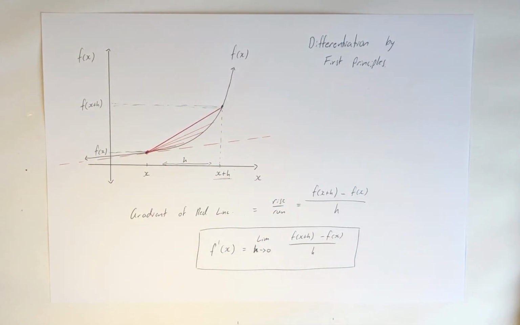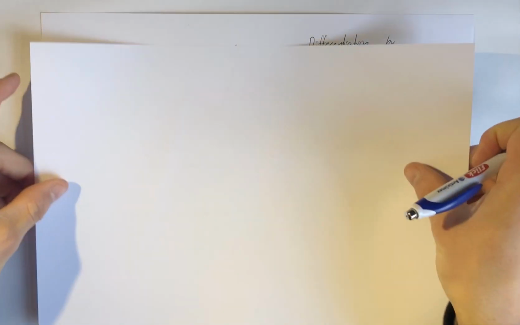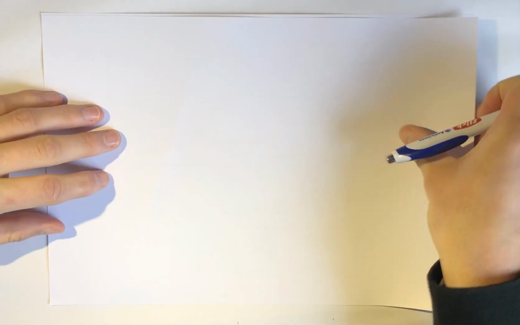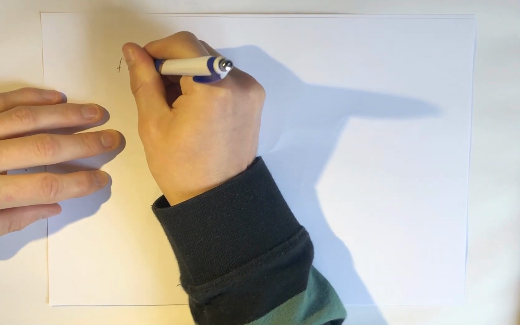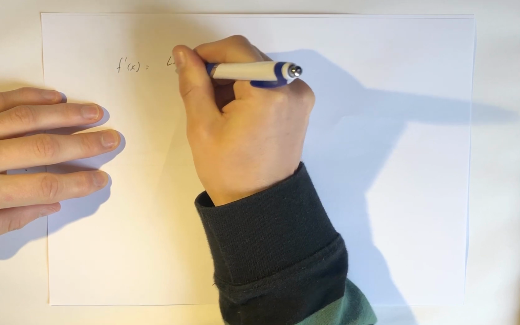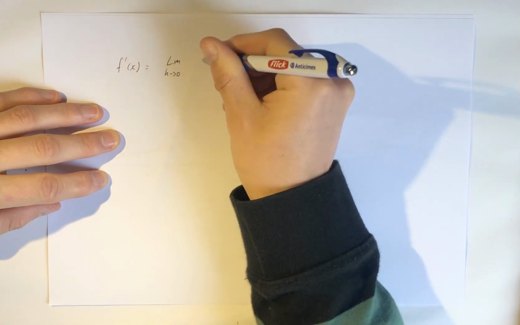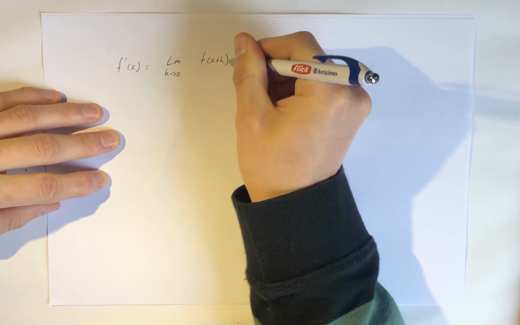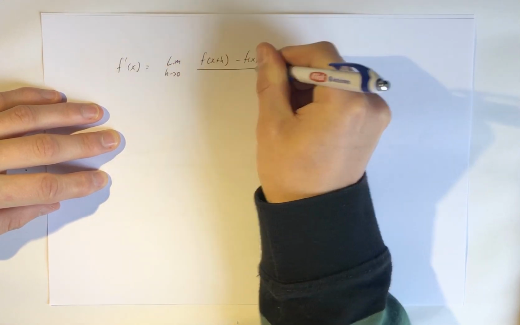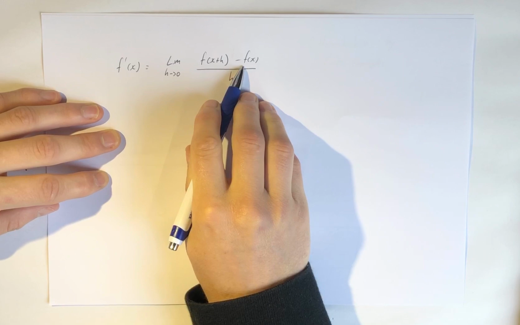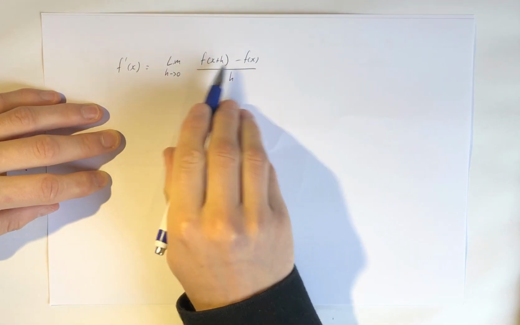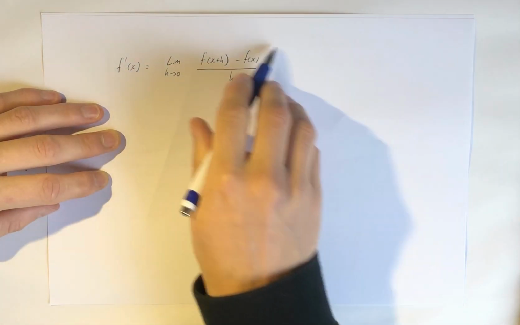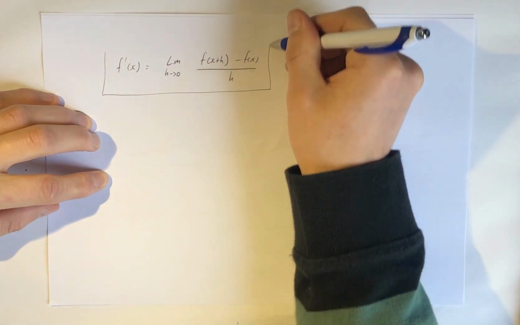So let's have a look at what this looks like. We need to look at an example. So I'm going to rewrite this down up here on this new piece of paper. So the gradient function, f prime of x, is equal to the limit as h tends to 0 of f of x plus h minus f of x all over h. The change in y over the change in x for any point x is given to us by this formula.